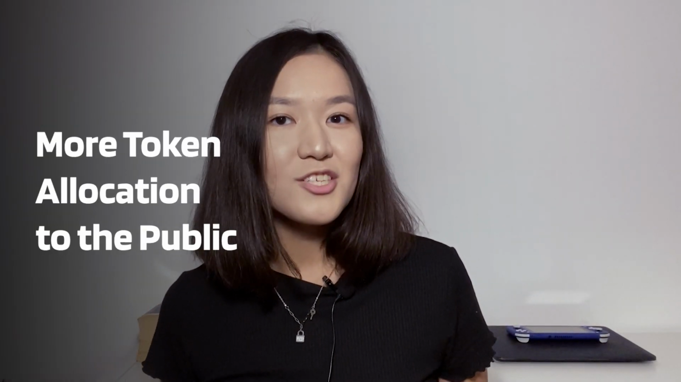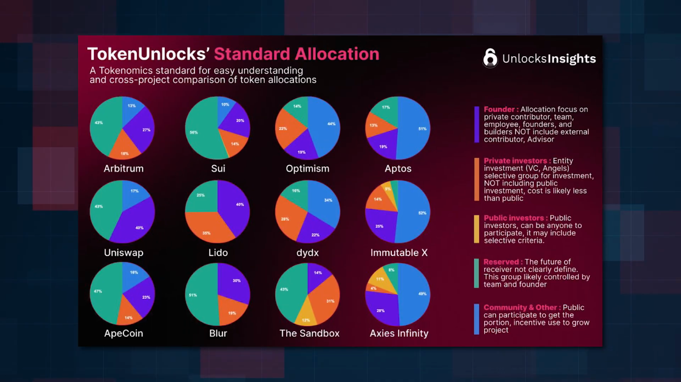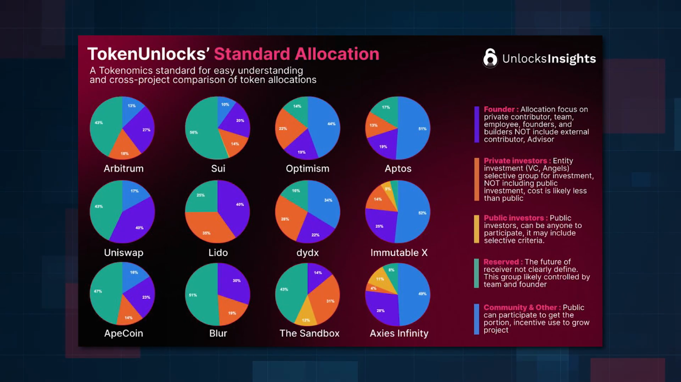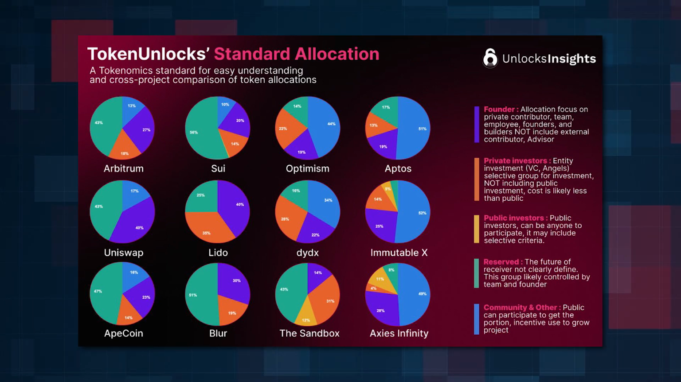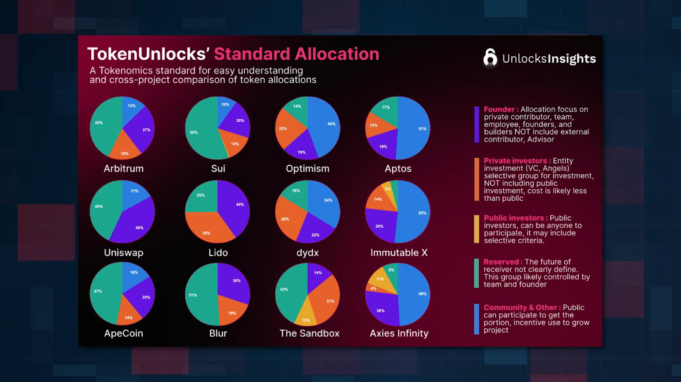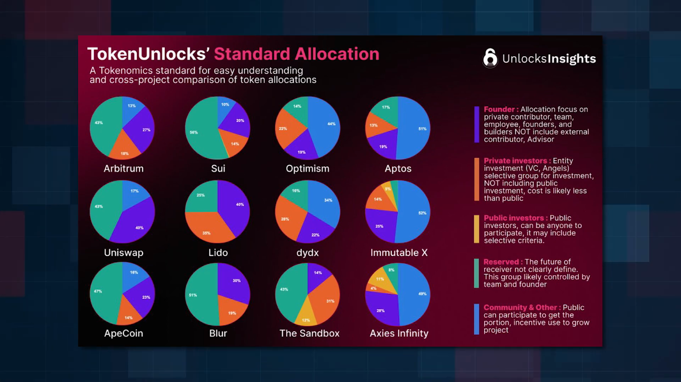More token allocation to the public. A token becomes more decentralized and valuable for the project and investors if the public receives a larger allocation. Users tend to avoid projects where founders and investors hold a significant portion of tokens from private sales. This is the ideal formula to avoid market manipulation and centralization.